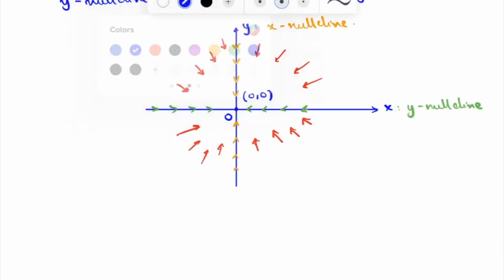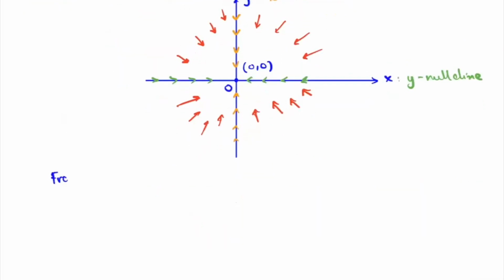So you can conclude that from the figure, we can see that all the solutions flow into the critical point.